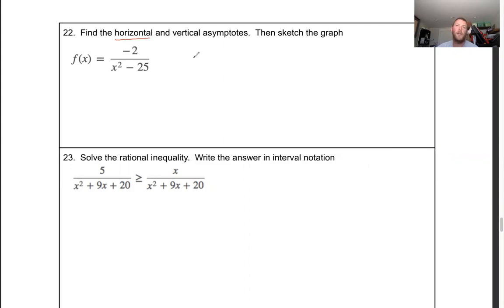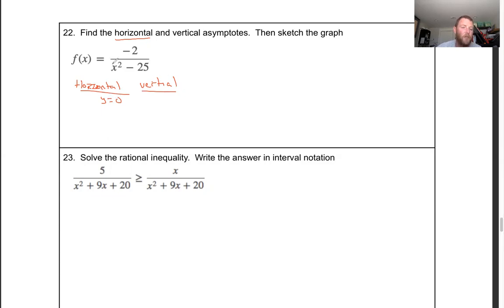Horizontal is based on if it's bigger on top, okay, you'll have to divide it out. If it's bigger on the bottom, it's automatically 0. Okay, and what I'm talking about bigger, the power of x. So is the power of x bigger on the bottom? Yes. So my horizontal is automatically y is equal to 0. My vertical, and on the exam, your horizontal will be y is equal to 0, guaranteed.